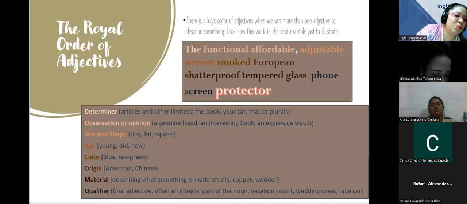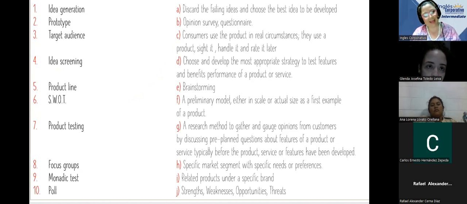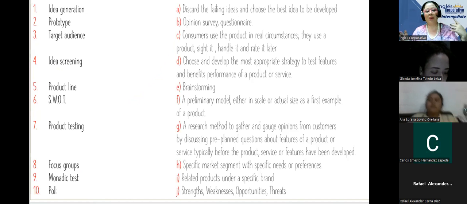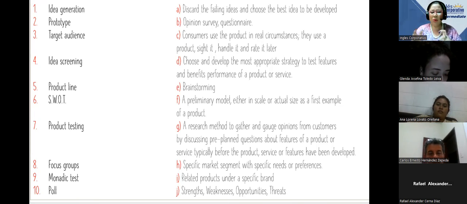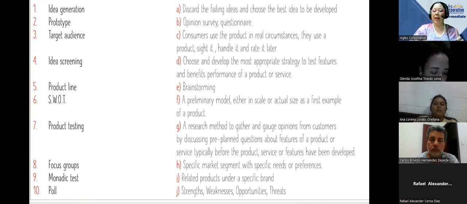Ok, vamos a hacer entonces un poquito de recuento de vocabulario. ¿Sí? Este es puro vocabulario y definiciones. Hagamos este match para ir recordando un poquito lo que hemos visto hasta este momento, desde la unidad 1 hasta product testing, ¿verdad? Some definitions, idea generation, prototype, target audience, idea screening, product line, SWOT, product testing, focus groups, monadic test, poll. Ok, hagamos este ahorita acá, todos juntos, y después vamos a ir a practicar otra cosa más, ¿ok?